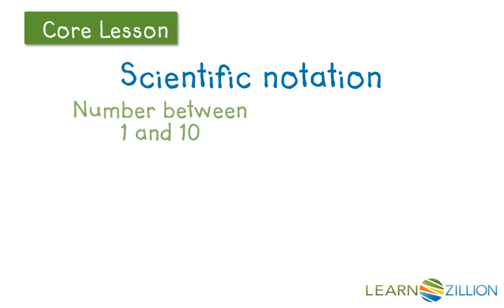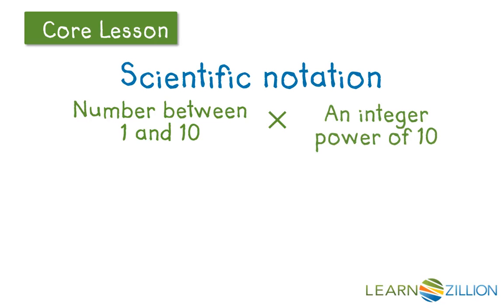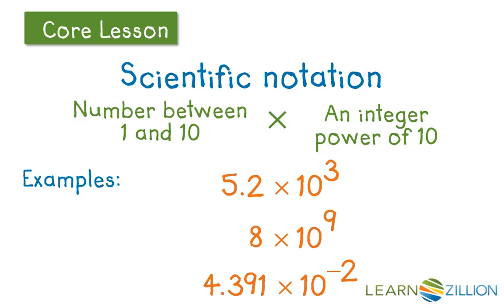So, what is scientific notation? Well, we'll learn what it's useful for as we go along. But in terms of what it is, it has two parts: a number between 1 and 10 times a power of 10. That has to be an integer. Here are examples of numbers written in scientific notation. Notice they all have a number between 1 and 10 times 10 to an integer.